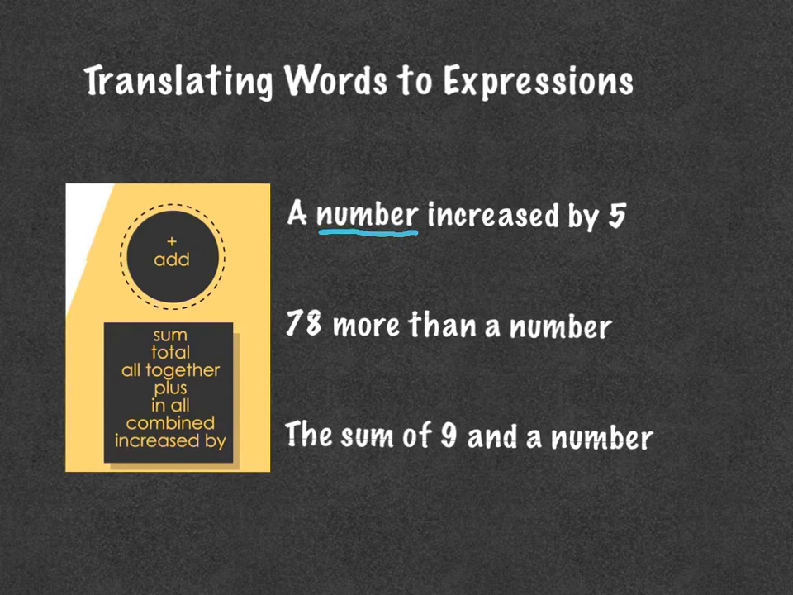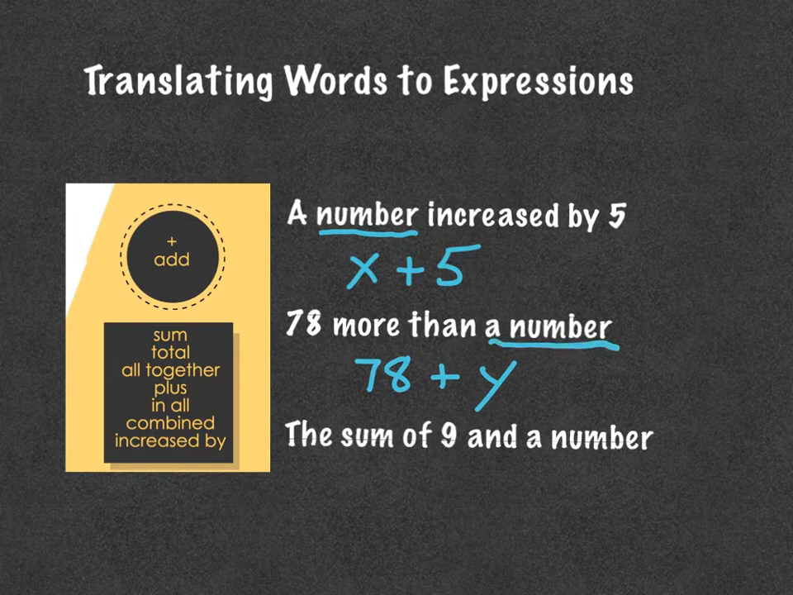Anyway, a number increased by 5. Let's say I'm going to use X. A number increased, so add, by 5. So X plus 5. 78 more than a number. So 78 more than is going to be plus, and a number, I'll use Y. Now I realize that it says a number, and yes, we're writing a letter, but a number means that we don't know which number, so that's why we need a variable there. Again, we have sum, so the sum of 9 and a number, so 9 plus, and let's do C this time.